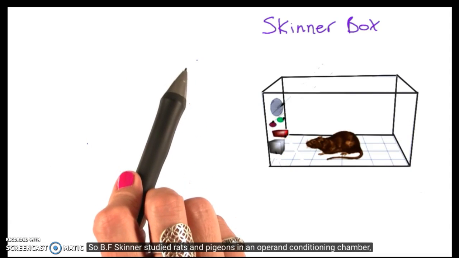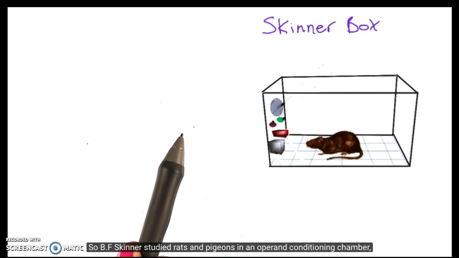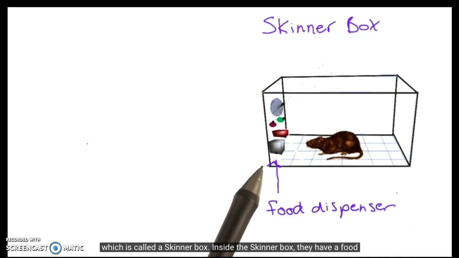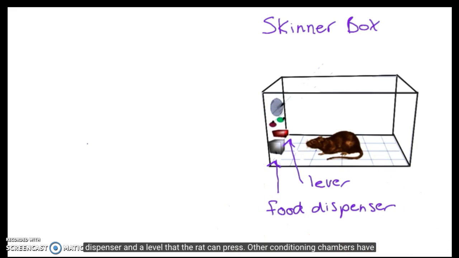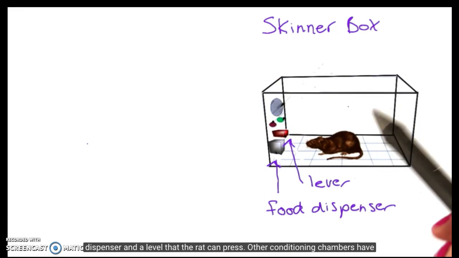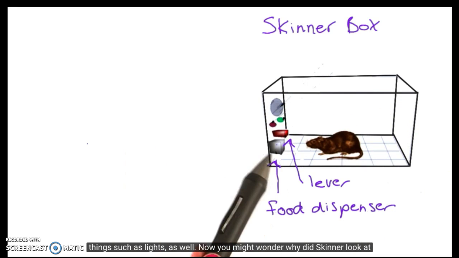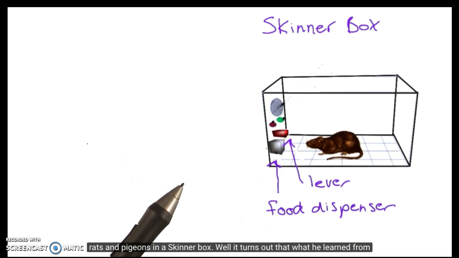So B.F. Skinner studied rats and pigeons in an operant conditioning chamber, which is called a Skinner box. Inside the Skinner box, they have a food dispenser and a lever that the rat can press. Other conditioning chambers have things such as lights as well. Now you might wonder, why did Skinner look at rats and pigeons in a Skinner box?